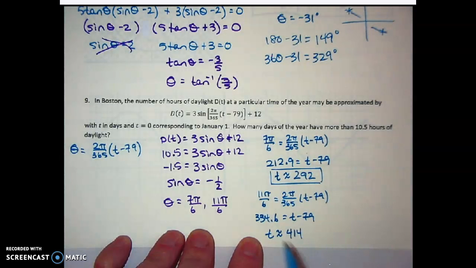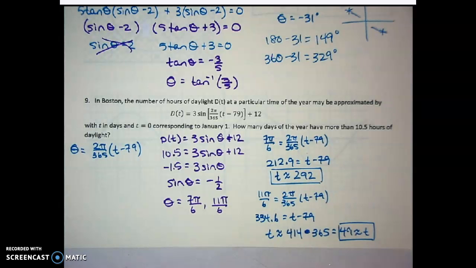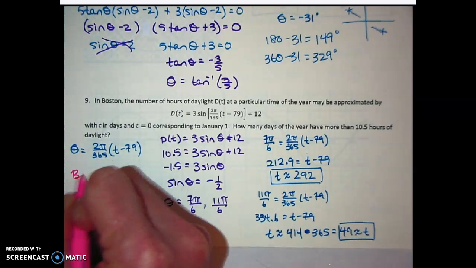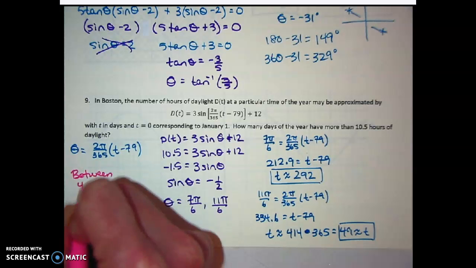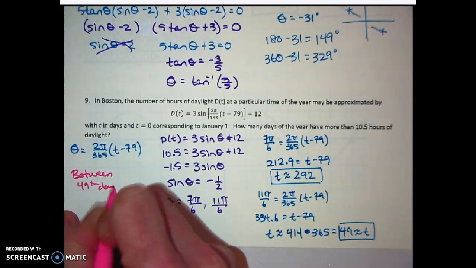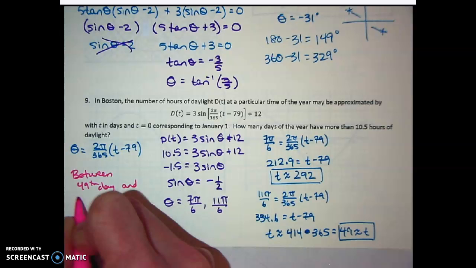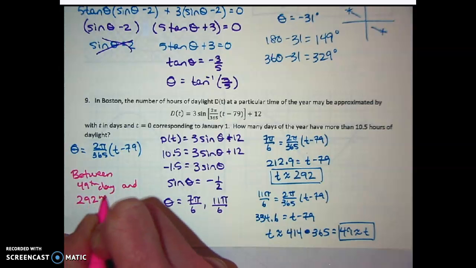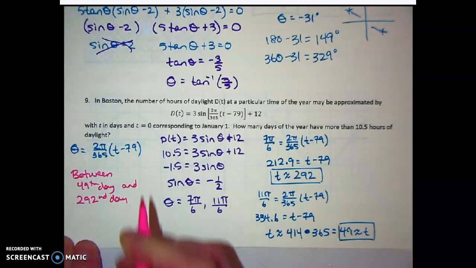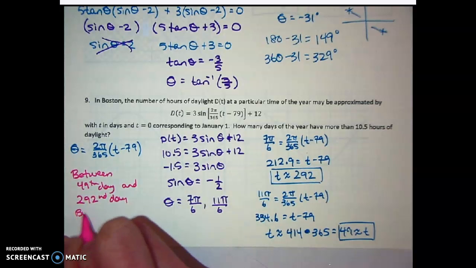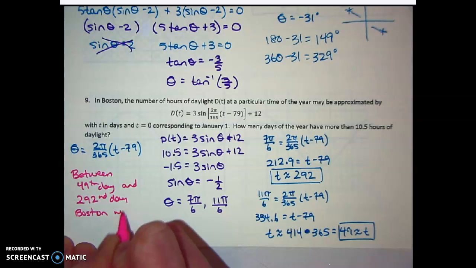But now 414 is more than a year, so we've gone into the next year. Let's subtract off a year, and that's going to give us the 49th day then. So to answer our question, between the 49th day and the 292nd day of the year, Boston will have more than 10.5 hours of daylight.